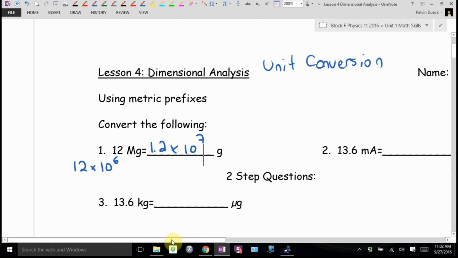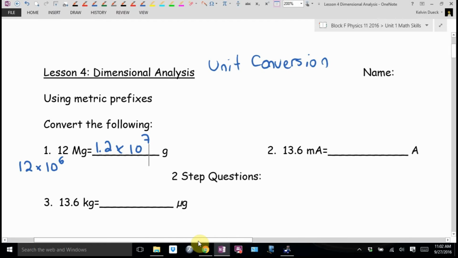So Sally, the first thing I want you to realize is for a single one-step conversion, I can replace the metric prefix with its 10 to the. 13.6, what's a lowercase m stand for? Milliamps. I remember A was amps. Okay. I'm going to write down what they gave me. What can I replace milli with?